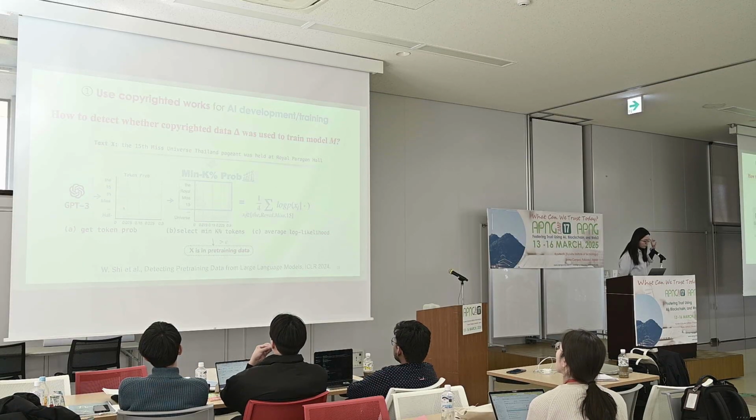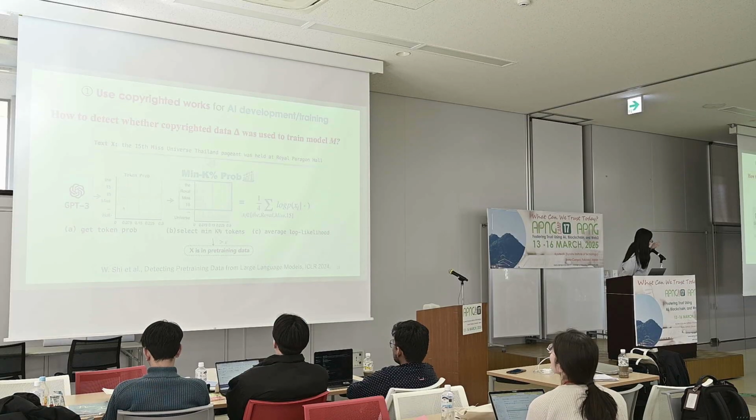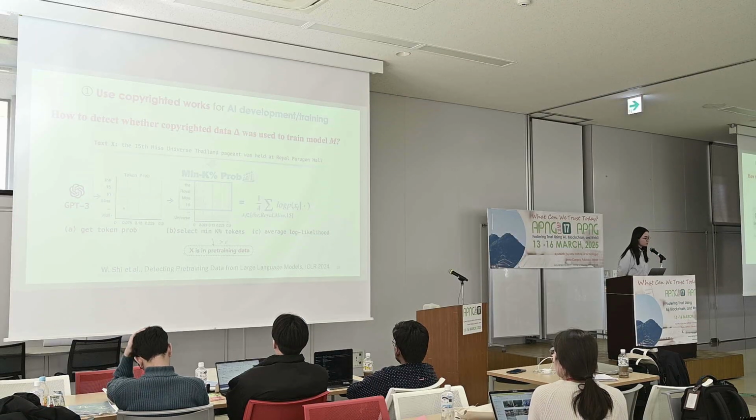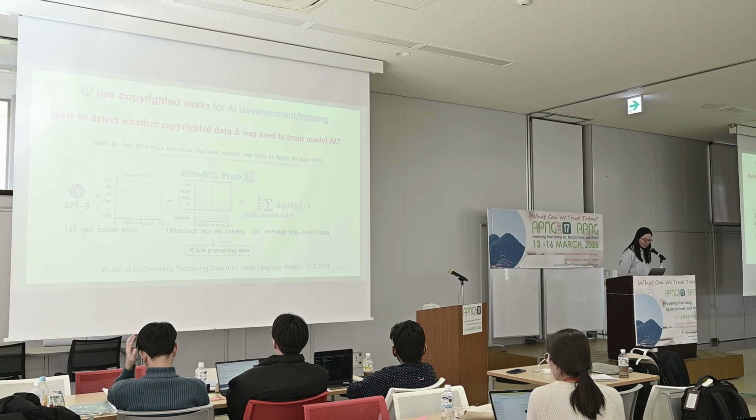And then you select the minimum k% of tokens, meaning those with the lowest probability. Then you calculate the average log likelihood. If this value is very high, that means your data was used to train this model. But if this is very low, this means your data was not used to train this model. This is one published paper at ICLR 2024, showing one possible way to do this. But this is not the best one. I just checked that there is some improvement on this.